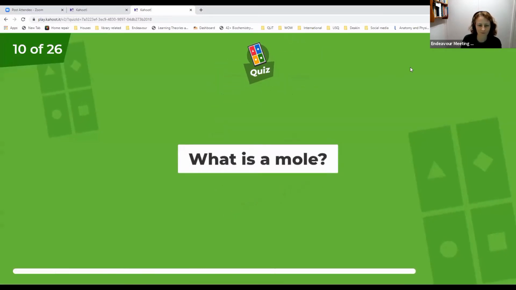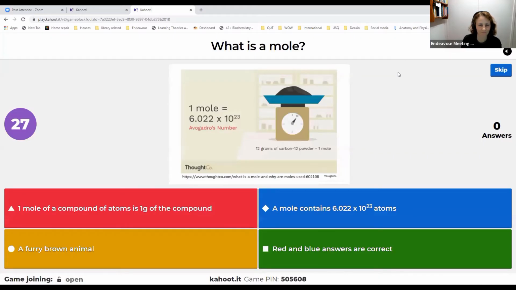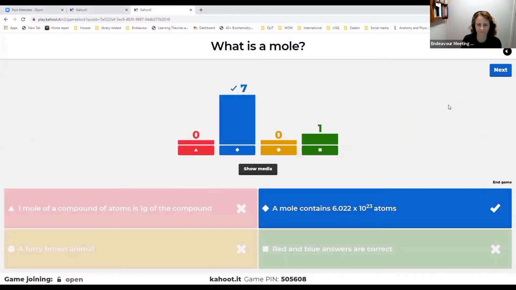What is a mole? Okay, so 7 of you said a mole contains 6.022 by 10 to the 23 atoms, and someone said green. Red and blue answers are correct. So they also said that 1 mole of a compound is 1 gram of the compound, and that's not quite correct. 1 mole of a compound equals the amount of grams of the molecular mass of the compound. So if the molecular mass of the compound is 12, then it would be 12 grams of the compound.